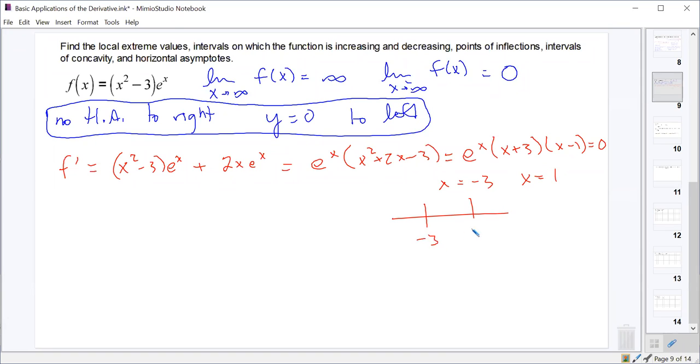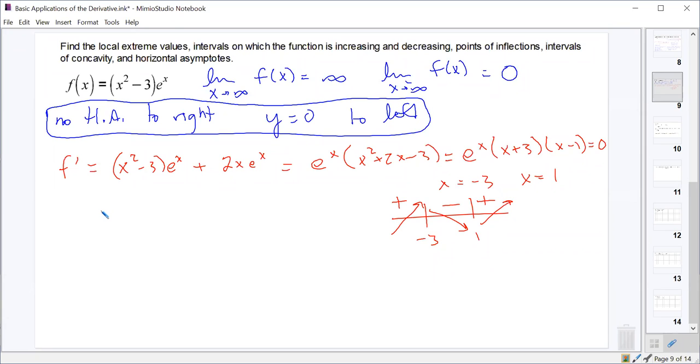And making a sign chart, plug in something like 0. That's going to give us a positive times a negative, so negative will be decreasing. Plug in something like 1,000, that's going to be positive, positive, positive, so it'll be increasing when you multiply those together. And plug in something small like negative 1,000. The e to the negative 1,000 is going to be positive still, but these will both be negatives, so that'll still be a positive overall.